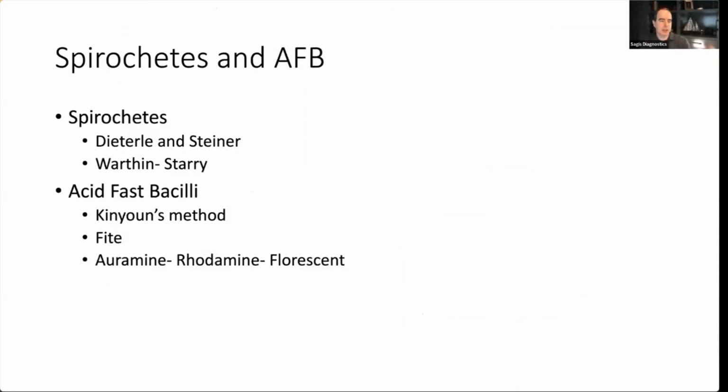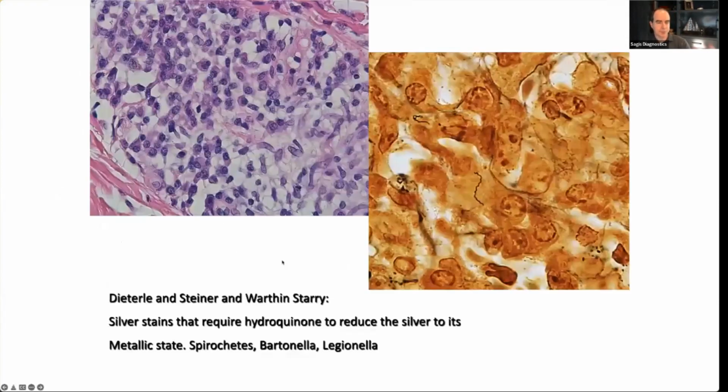Spirochetes and AFB. So for spirochetes, for special stains, we can use a Warthin-Starry, or a Steiner. For acid-fast bacilli, we use the AFB stain or Kinyoun's method is what a lot of people use, a Fite stain, or an auramine rhodamine fluorescent stain. That's misspelled. There should be a U there.